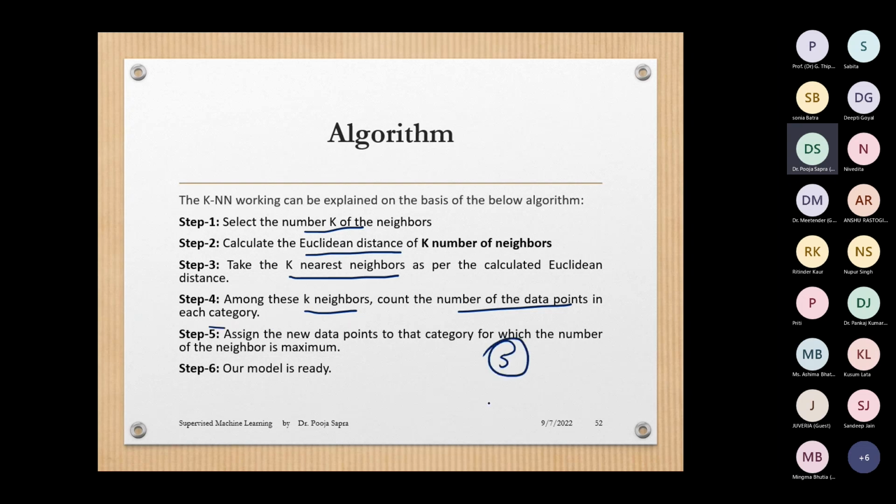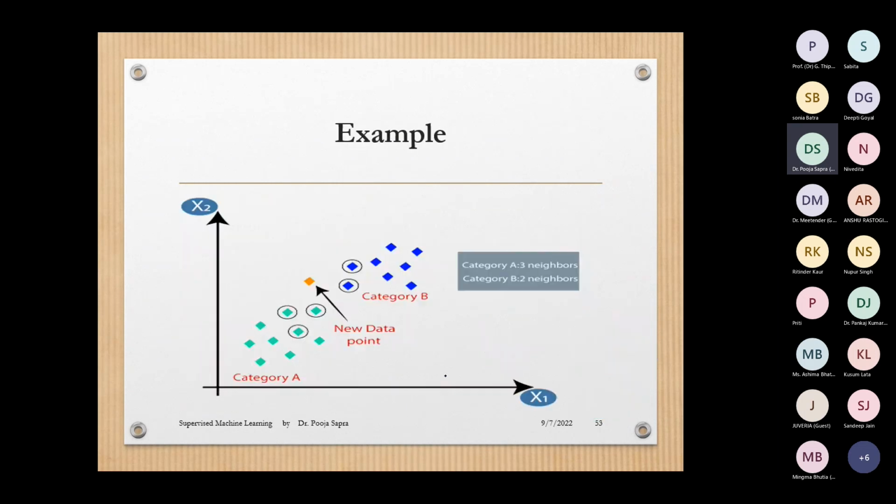Suppose I had 5 neighbors. Now I am required to find out, for this newly coming point, which category's points are closer to it. If negative points are closer, then we would categorize it as negative, otherwise positive, right? This is how k nearest neighbor is working, right?